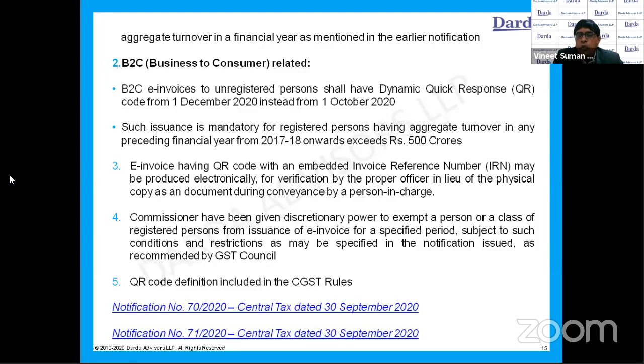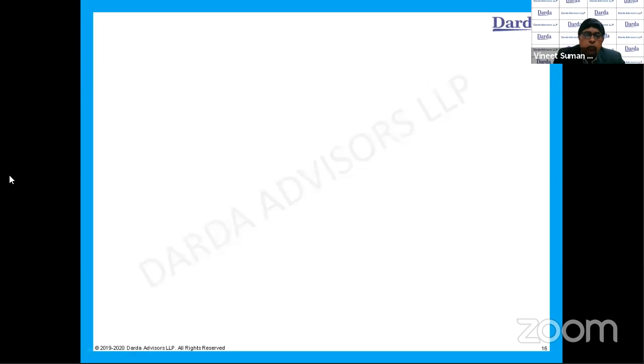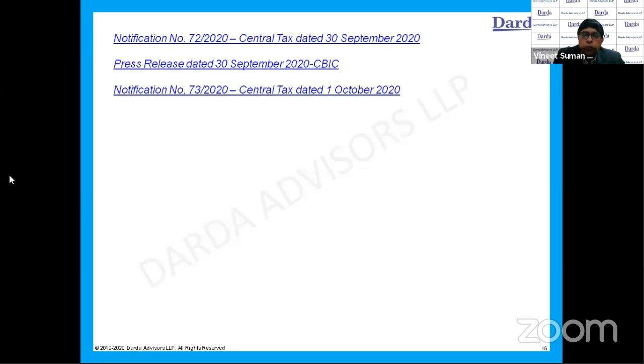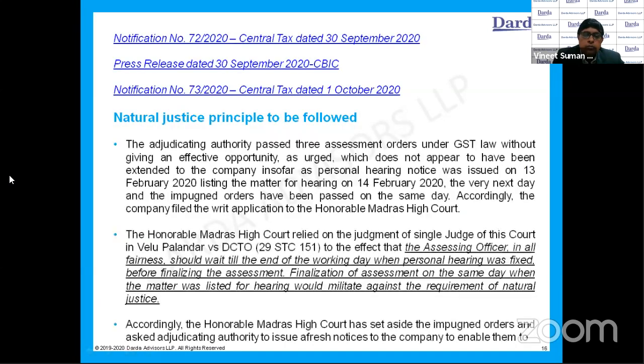Further, they have now given power to the commissioner. They can decide to whom to give the exemption from having an e-invoice. And they have already given the exemption to SEZ, banking and NBFC, looking at the turnover of 500 crore. That's about the e-invoice. Now I will again go to certain judgments which are relevant to look into.